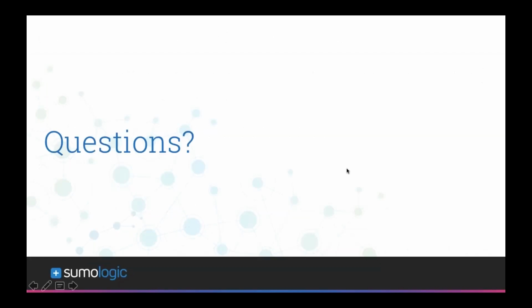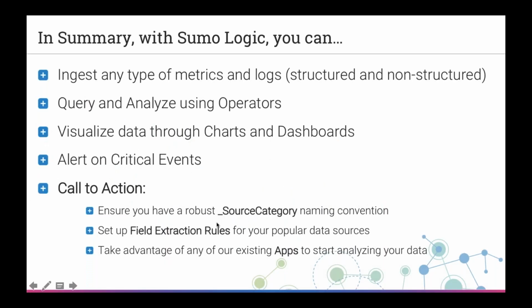So if I were to say any calls to action for you here, one, ensure you have a robust source category. If you don't, work with your administrator. Come up with a source category that works for your environment so that you can take advantage of all those features. If you're not an administrator, work with them to set up your field extraction rules. Start extracting those fields because that's what you're going to need in order to start analyzing your data. And last but not least, take advantage of any of our existing apps. There's absolutely no need to start from scratch. We have quite a lot of data out there that should help you with that.